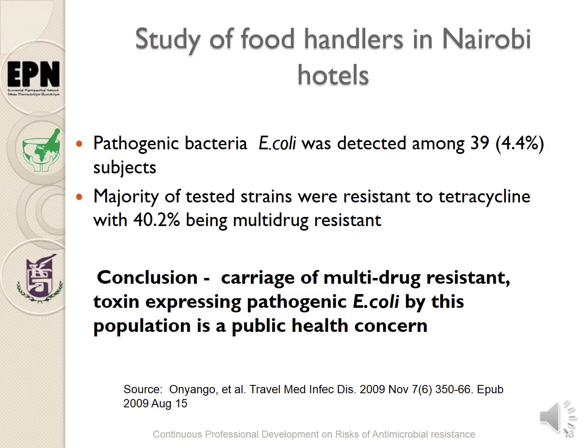Why are we concerned about the food handlers? We are concerned because of the carriage of multi-drug resistant toxins by this population. And this is a public health concern because transmission can occur from this seemingly safe population to other people, and this can further aggravate the spread of antimicrobial resistance.